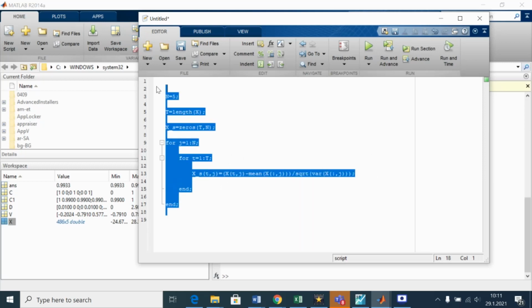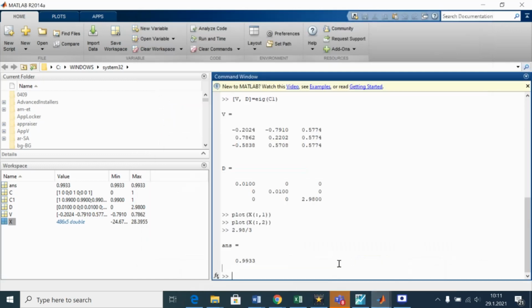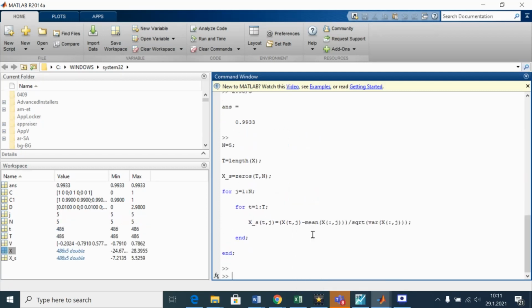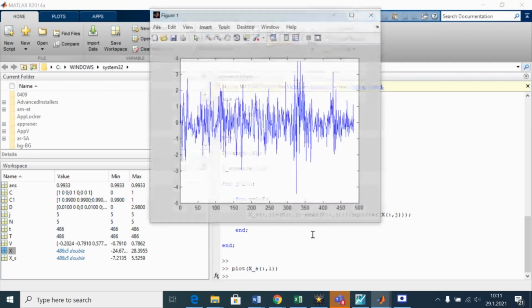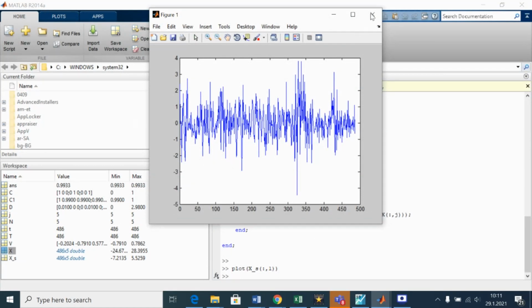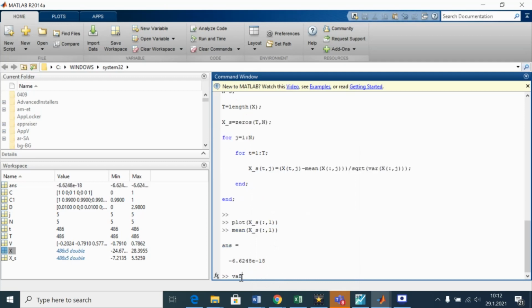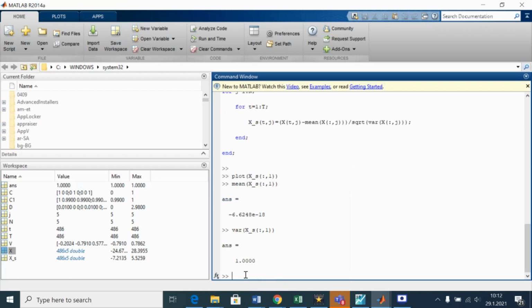Let's just run the code that we have so far, copy it and paste it into the command window. Now we can see our X matrix. Let's plot the first vector of our standardized data matrix, which is the first column, and you see it's circulating around zero. If you now take the mean of that, you see it's zero, and let's take the variance of that. It is one.